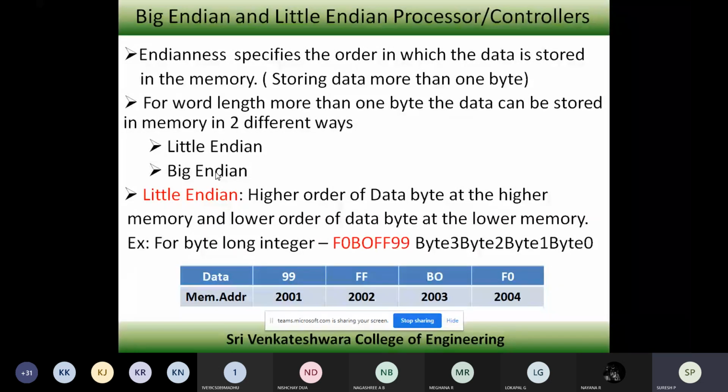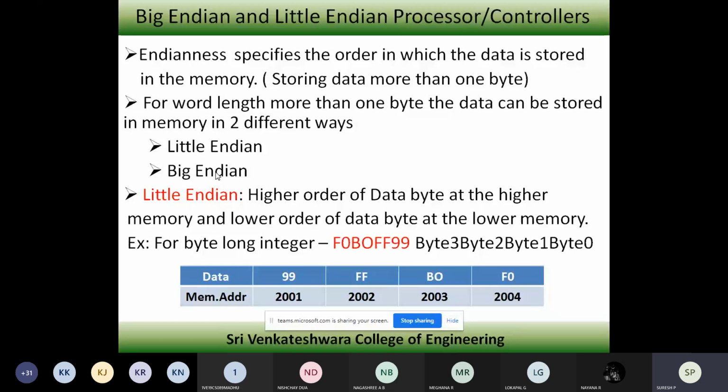Because of how the data is going to be read, if I go with big endian, how will the data be stored in that memory? If I go with little endian, how will the data be stored in that memory? For a word length of more than 1 byte, the data can be stored in memory in 2 different ways. Since one memory location holds 1 byte of data, if you are using only 1 byte, then there is no issue.